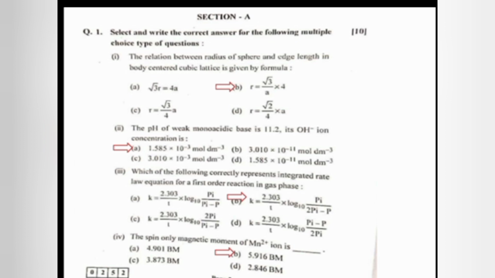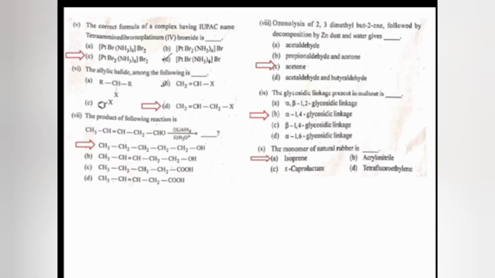Then the fourth question, the spin magnetic moment of the manganese 2 plus ion. We know the formula, mu equals under root n into n plus 2, where n is the number of unpaired electrons. So there are 5 unpaired electrons. If we substitute the value 5 in this formula, you will get 5.91 Bohr magneton as the magnetic moment. The correct formula for this compound is this one.